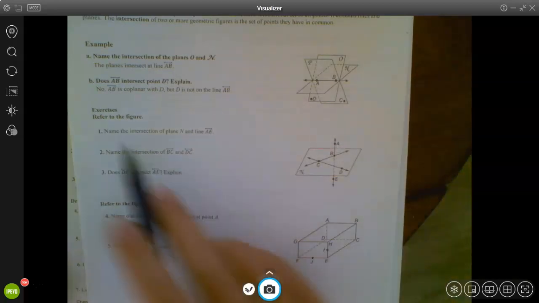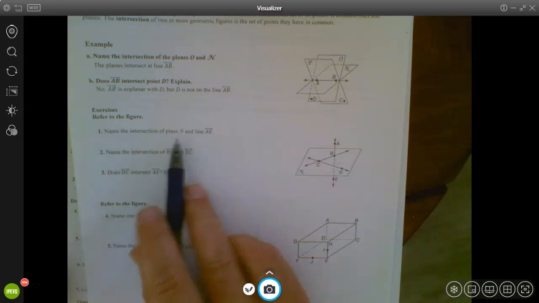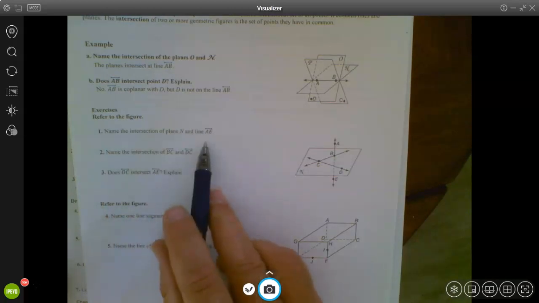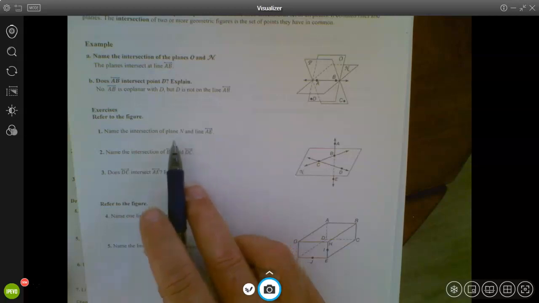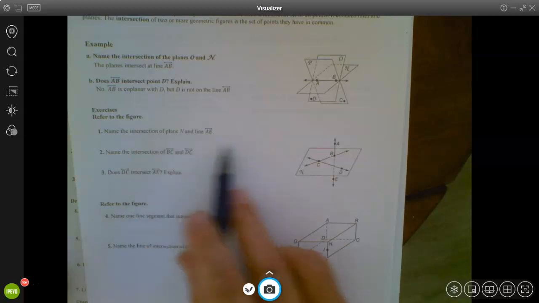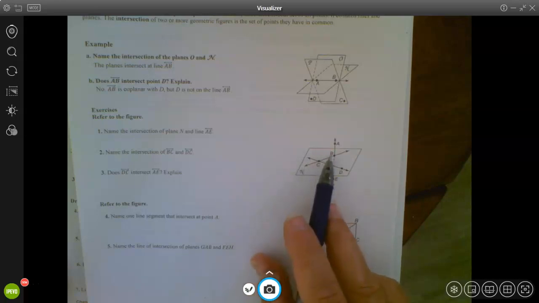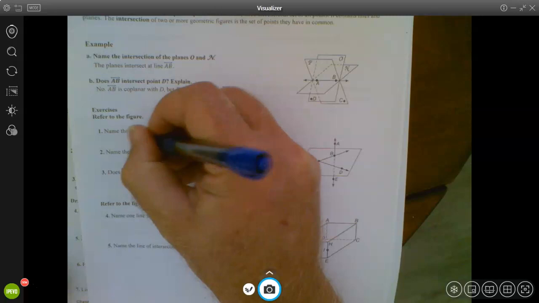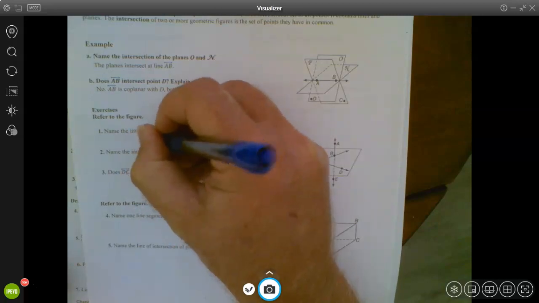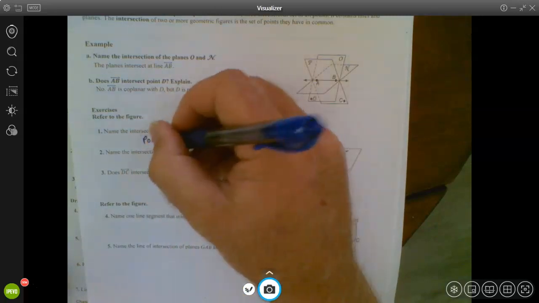So anyway, now when it says name the intersection of plane N and line AE, like we just mentioned, anytime a line intersects a plane, they always intersect at a single point. So you can see right here at point B, and again, we're just going to use the word, no point symbol, just use the word for point B.